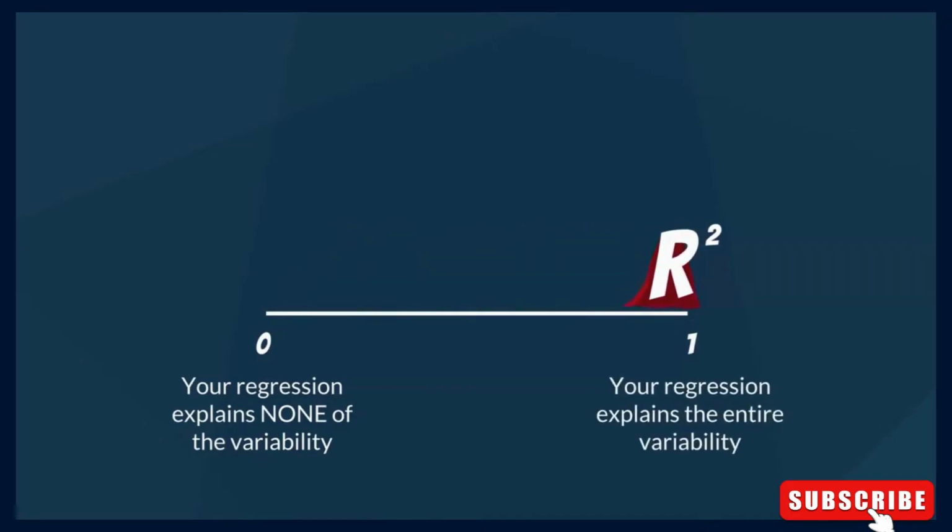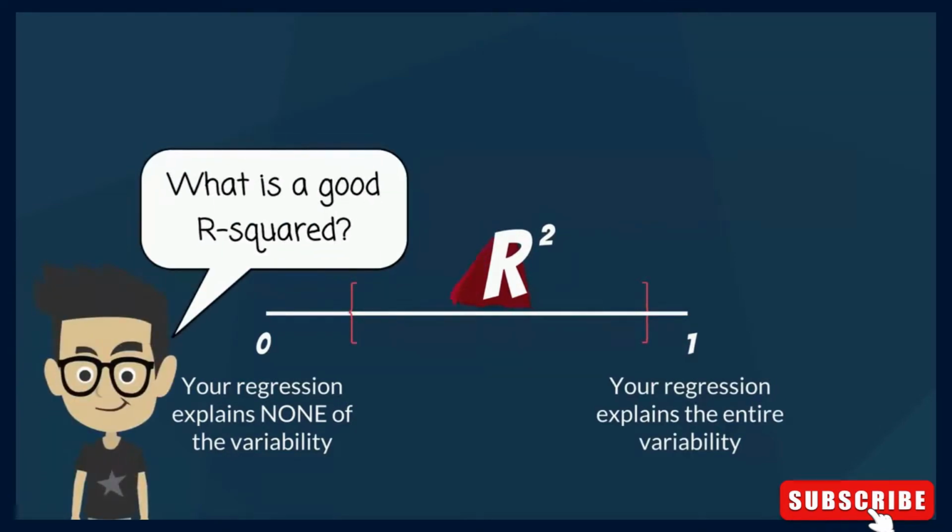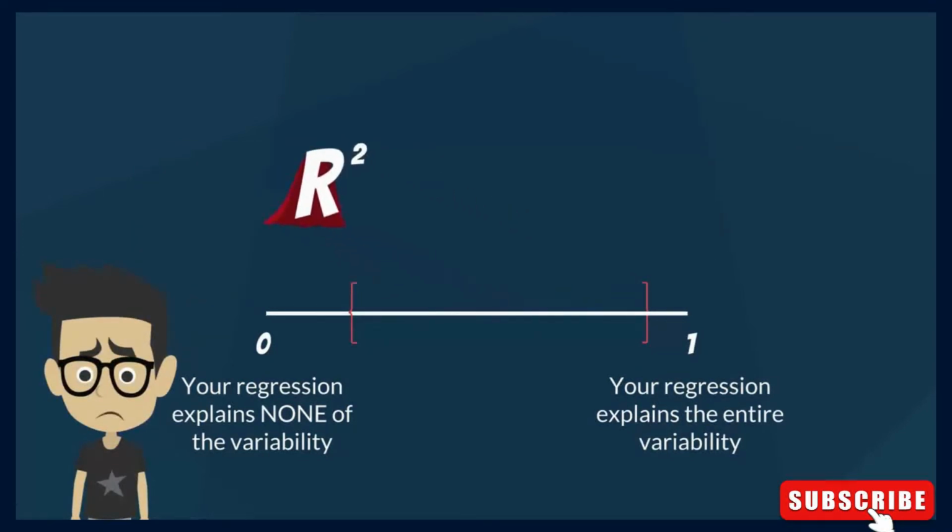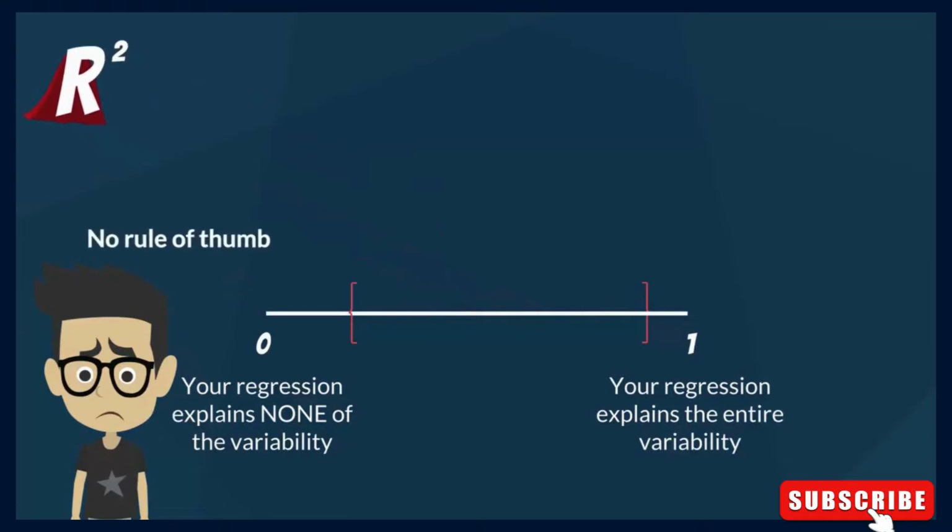Unfortunately, regressions explaining the entire variability are rare. What you will usually observe is values ranging from 0.2 to 0.9. The immediate question any student is compelled to ask is, what is a good R-squared? When do I know for sure my regression is good enough? I regret to inform you there is no definite answer to that.